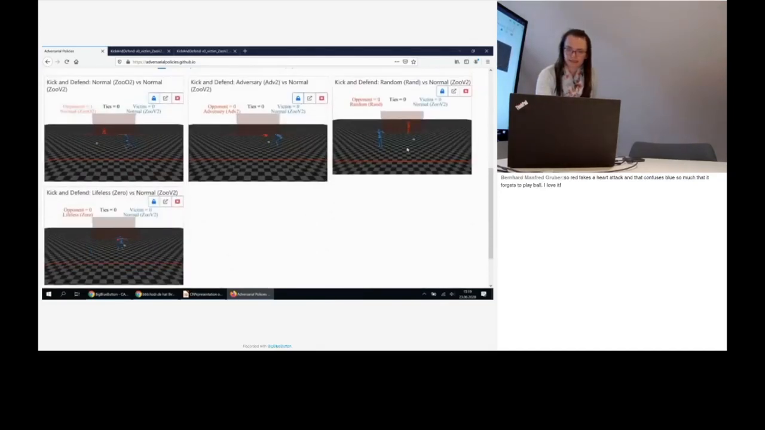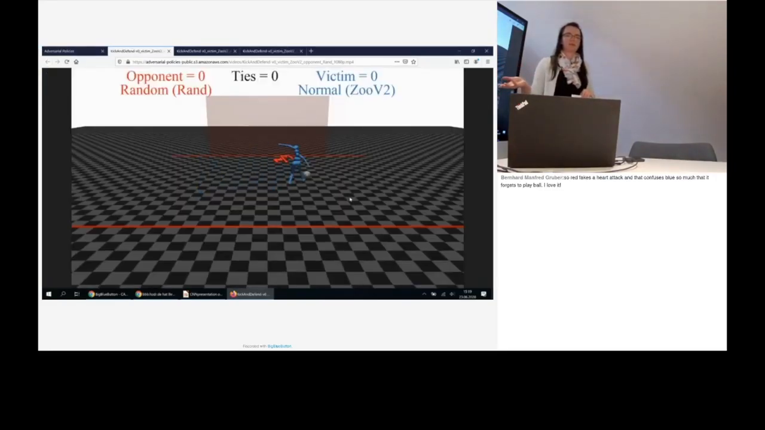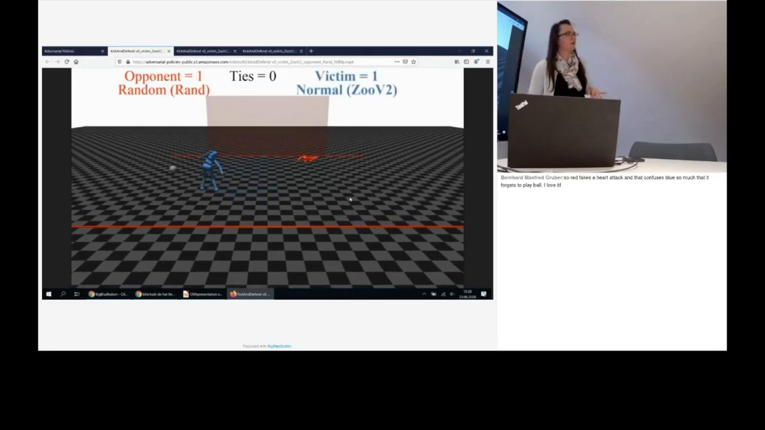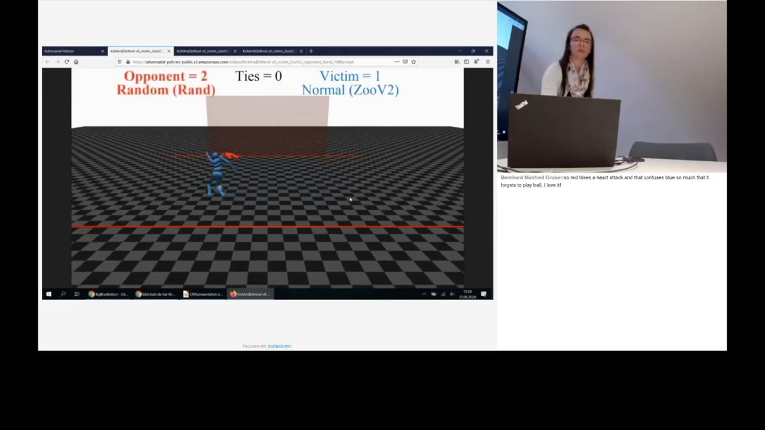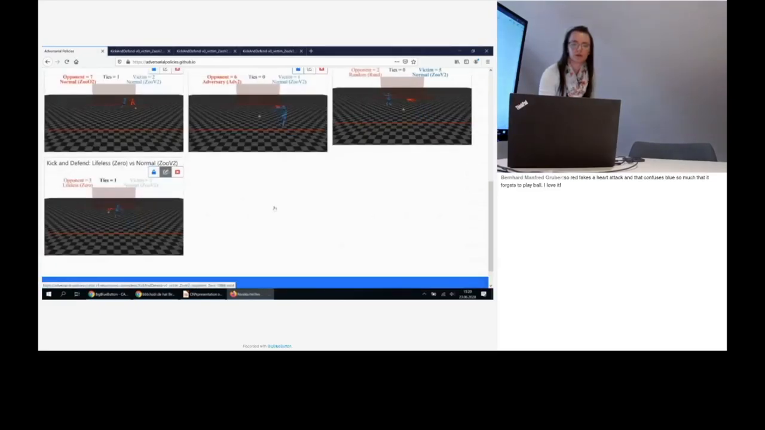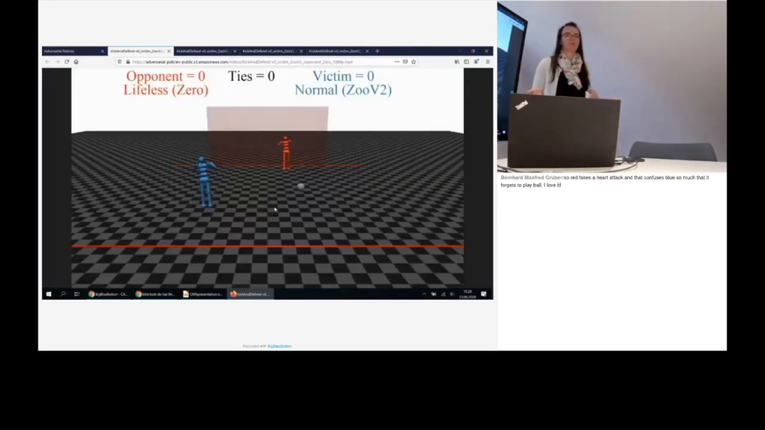So in this case, the opponent performs random actions, and still the victim performs quite well. Not as usual, but it doesn't fall over as much, it doesn't twitch as much, and it still scores. Also with the opponent performing zero action, the victim is actually quite good.